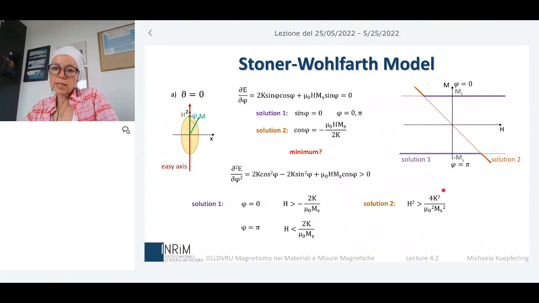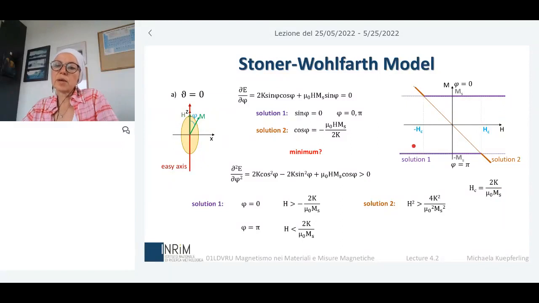For solution 2, instead, this is only stable if H squared is larger than the square of this value before, which would mean along this line, outside a region which can be a solution, because these would be all values larger than MS, and we said we can go up only to the value MS. So this value here, I call it already HC, because it indicates the coercivity of this kind of hysteresis curve. HC is equal to 2K divided by mu 0 MS.